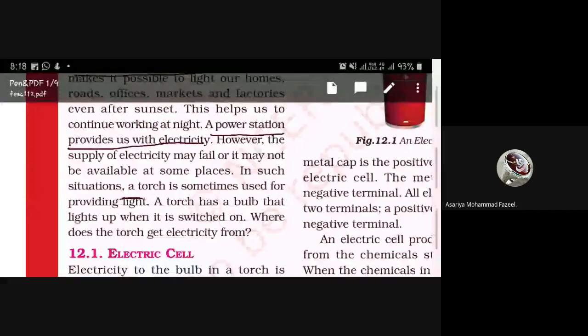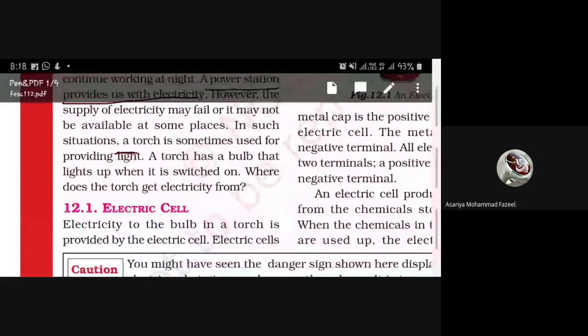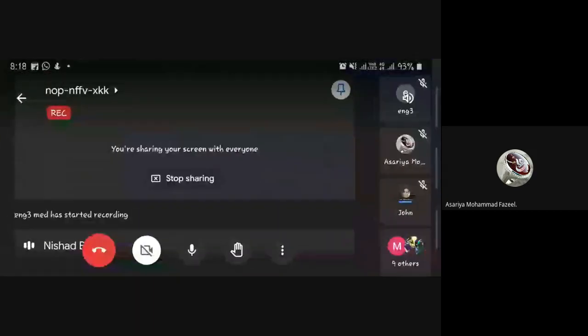Child, where does the torch get electricity from? Maybe in the cell. Yes, cell, very good. Now we have to see how the cell is working. It's called an electric cell. What do we call the cells? Electric cell. This is all about the electric cell. Now we will understand how the electric cell is working.